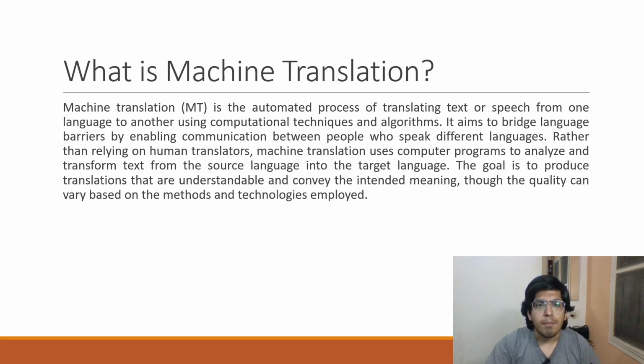What is machine translation? It is the automated process of translating text or speech from one language to another using computation techniques and algorithms. It aims to bridge language barriers by enabling communication between people who speak different languages. Rather than relying on human translators, machine translation uses computer programs to analyze and transform text from the source language into the target language. The goal is to produce translations that are understandable and convey the intended meaning, though the quality can vary based on the methods and technologies employed.